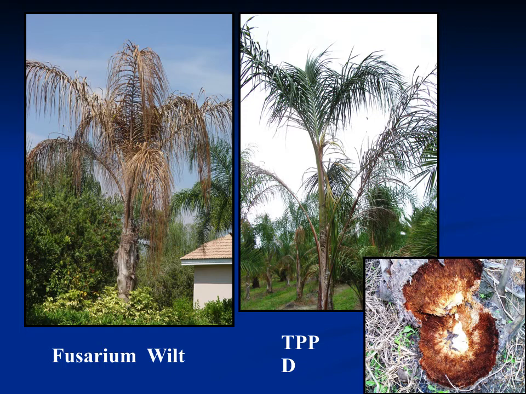In fusarium wilt, the spear leaf is one of the last leaves to die. Did you catch that, boys and girls? In fusarium, the spear leaf is the last one to die. In Texas Phoenix palm decline, it dies fairly early on in the disease infection process. Oh, there's that hanging spear leaf.